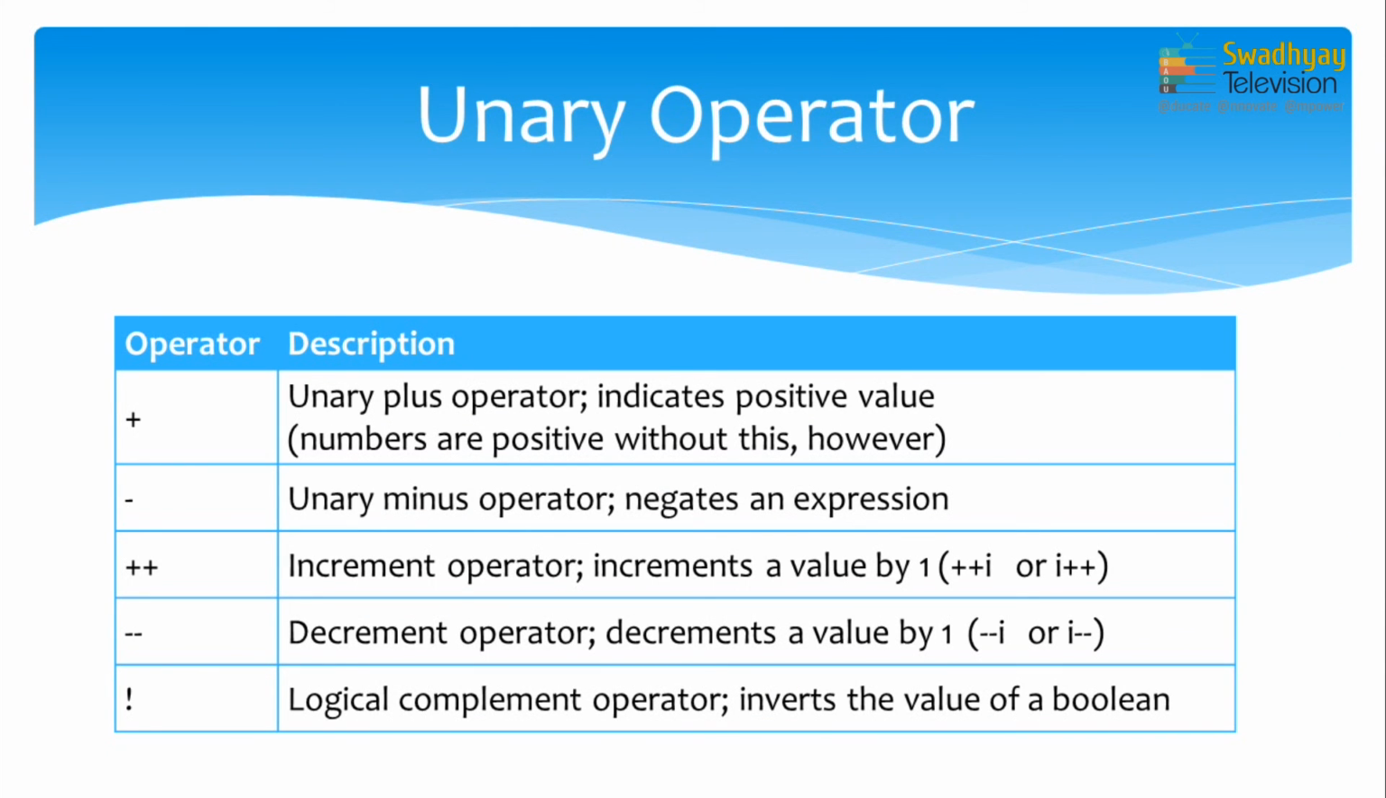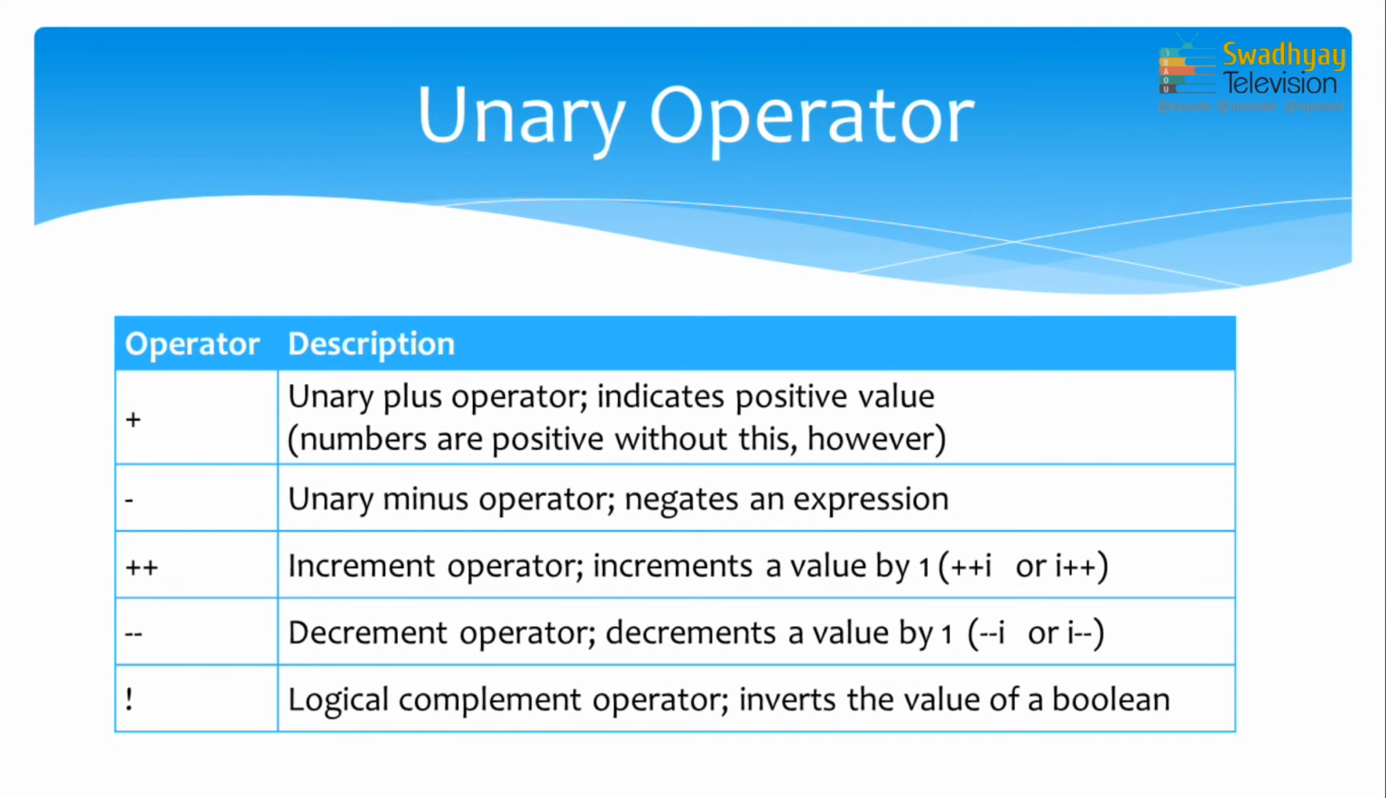Then we have unary operator. I defined unary operator earlier. It takes only one operand, and in unary operators we have increment operator, decrement operator, we have bitwise complement operator, we have not or logical not operator. So, all these are examples of unary operator.